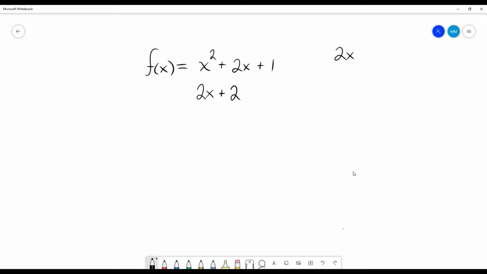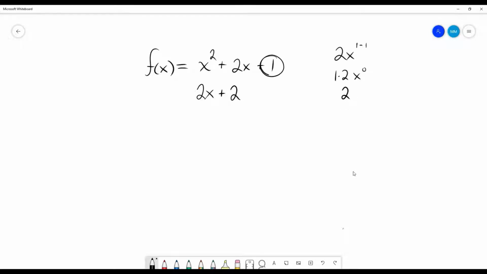2x is the same as 2 times x to the first power, right? Because anything to the first power is just itself. So using our power rule, we put that 1 in front, so it's a 1 times a 2, and then we subtract a 1 there, so it turns into an x to the 0. So 1 times 2 is 2, x to the 0th power is a 1, so we just get 2.